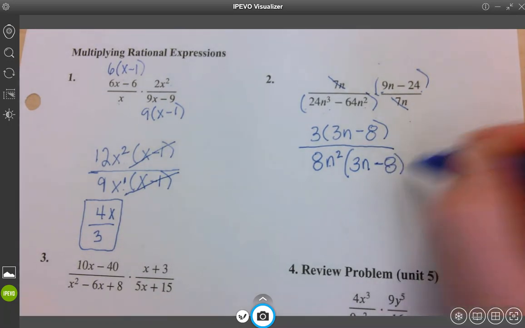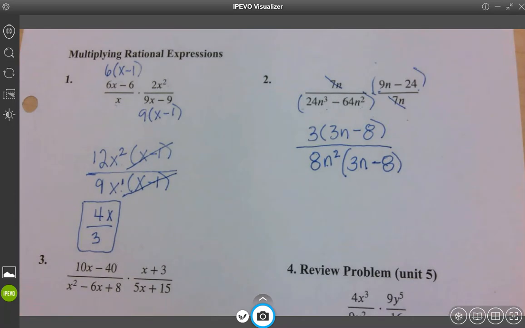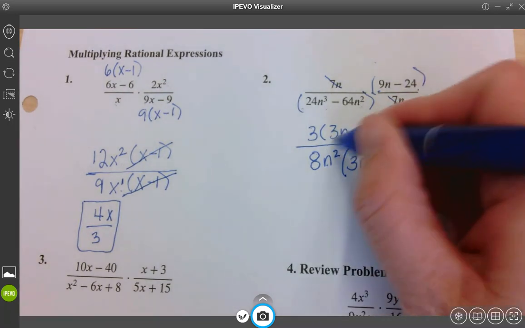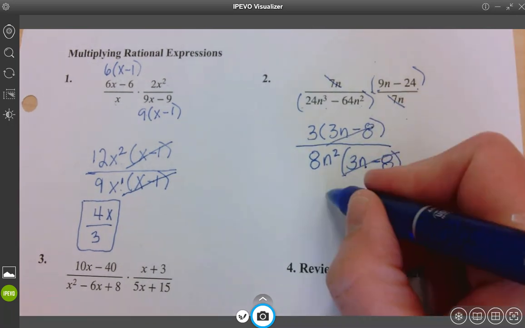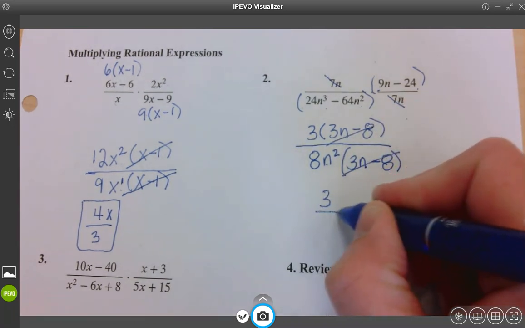Look how pretty that is. I love when things cancel out. It's like life becomes so much more neat. To get the you just factor the 9n minus 24. Yes, good. All right, so I'm going to cancel out the 3n minus 8, and I think I'm done.